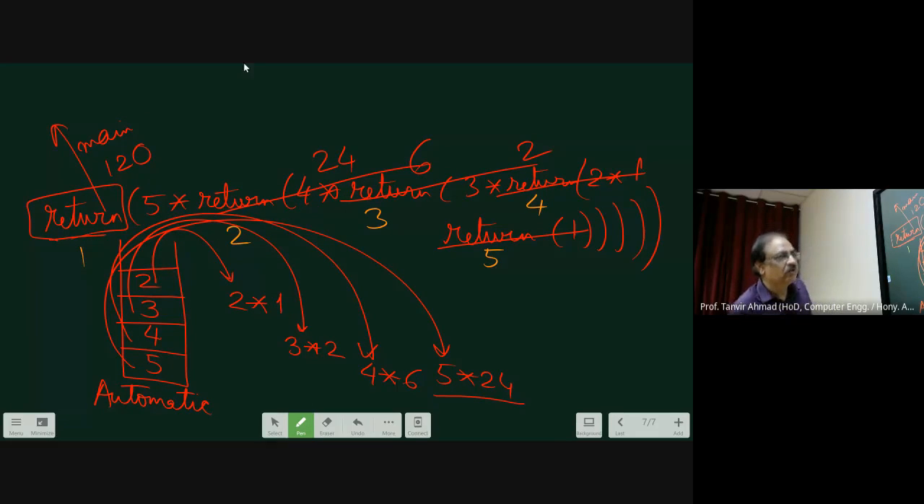Now, tomorrow we'll do some of the functions. Like this, we'll try to have a problem. We'll discuss the problem of what?